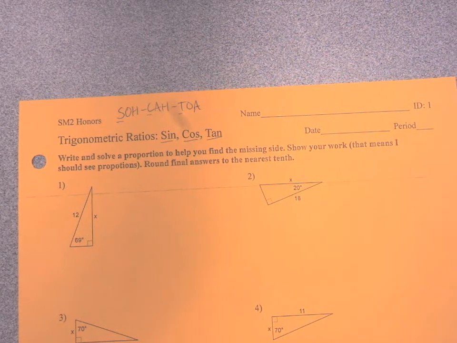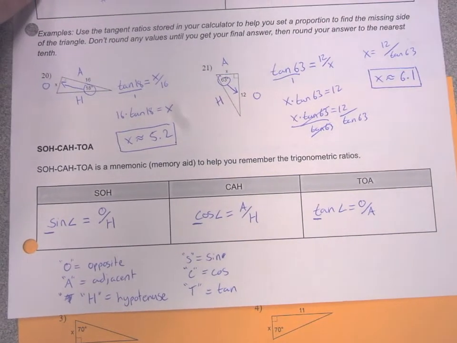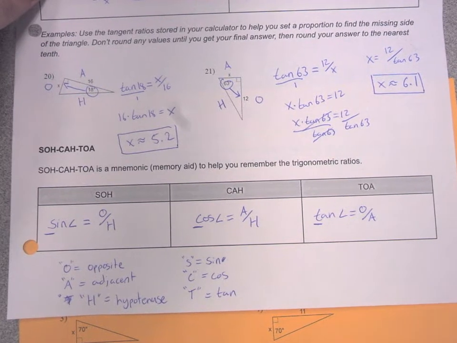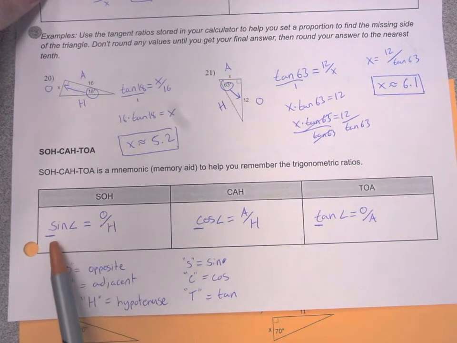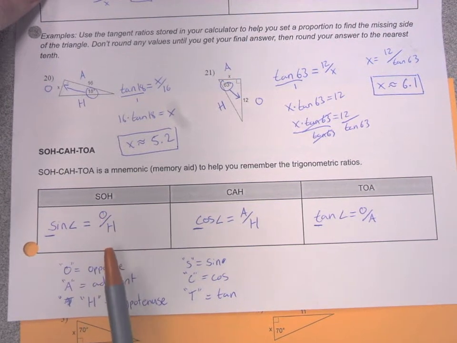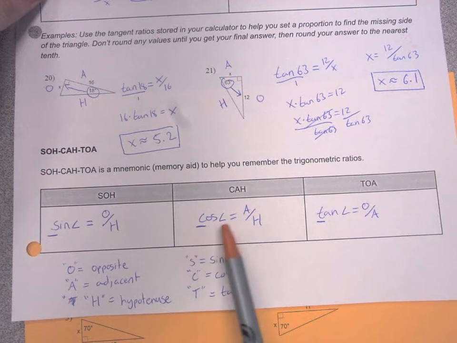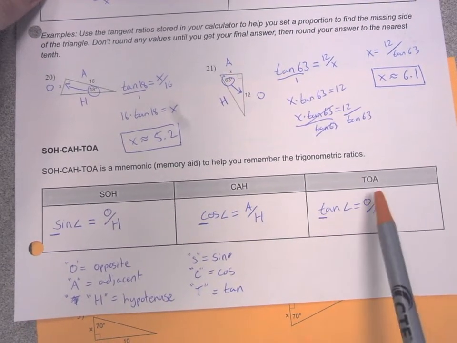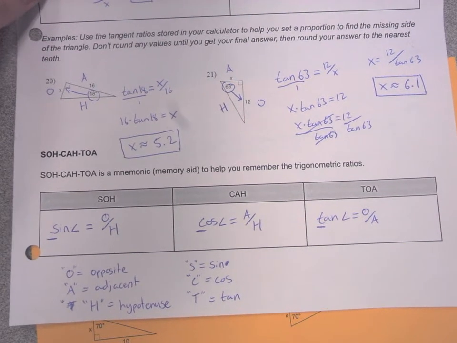In the notes today, we talked about this here. You can find this if you missed it in the notes post that's right before the assignment post. Sine means we're going to take the opposite side and divide it by the hypotenuse, so we're going to make a ratio there. Cosine means we're going to take the adjacent side and put it over the hypotenuse. Tangent means we're going to take the opposite side and put it over the adjacent side. So that's kind of an important idea.